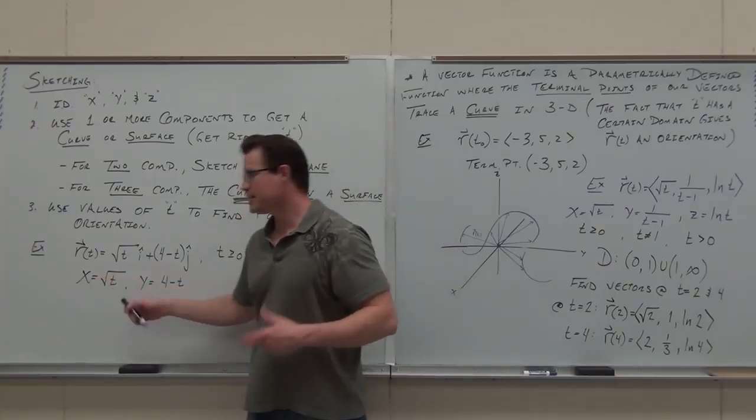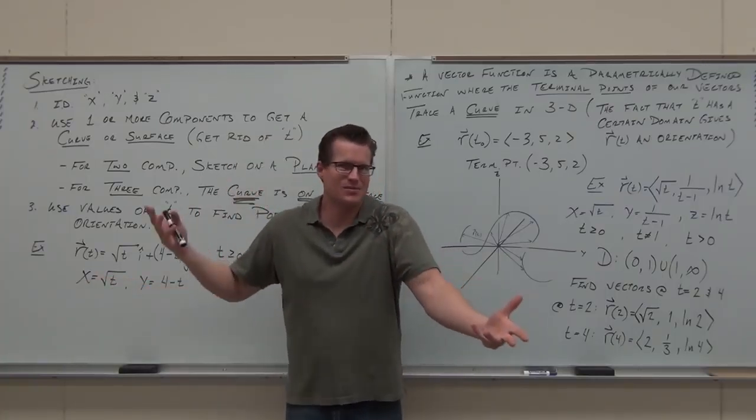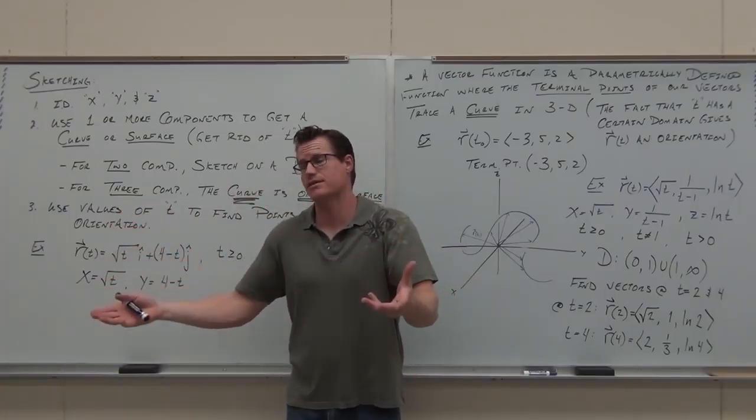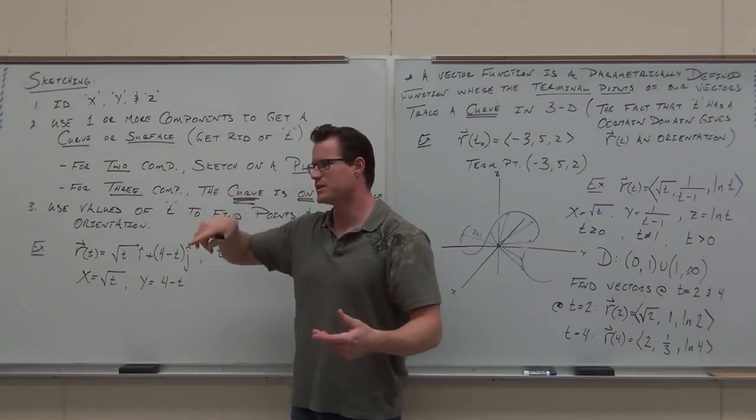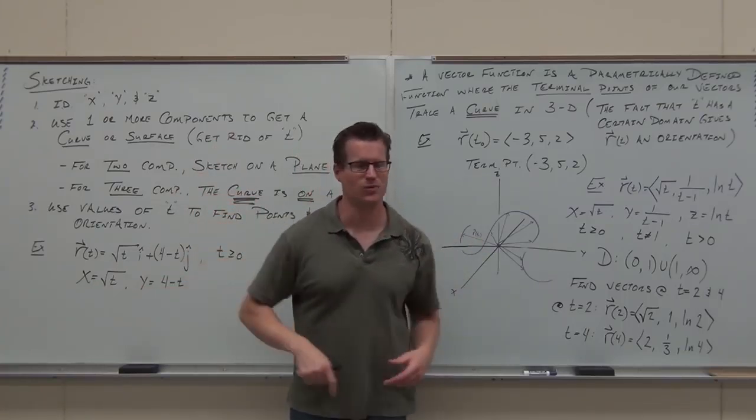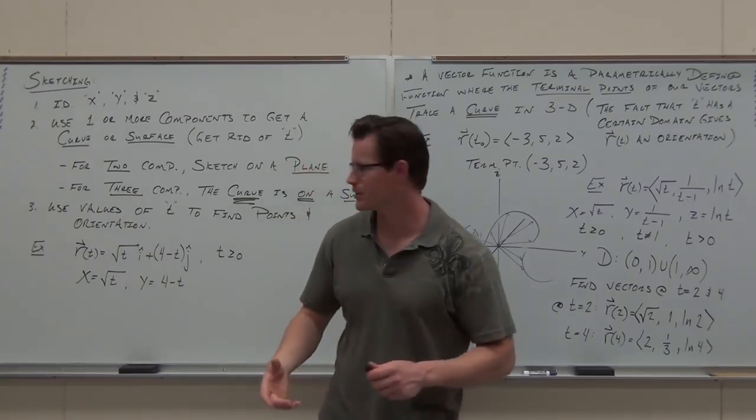If you had X and Z, you'd sketch it on the XZ plane. It'd look exactly the same, okay? It's just your axes would be different. Does that make sense to you? If you had YZ, sketch on the YZ plane, but sketch it on a plane. That's what's going to happen here.